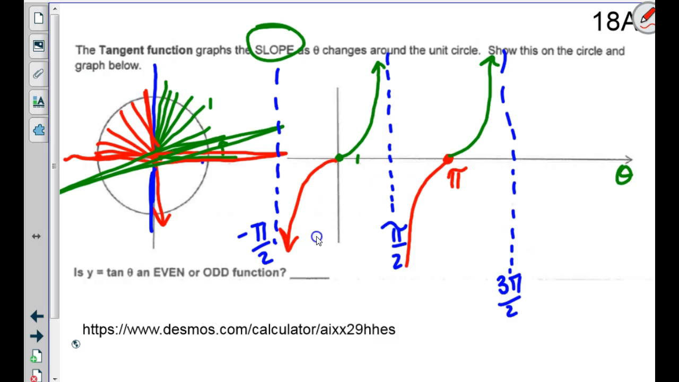Sorry. All right, so is this an even or odd function? Any symmetry at all? Origin symmetry, so it's odd. I have 18a at the top. Is it 18a? Okay.